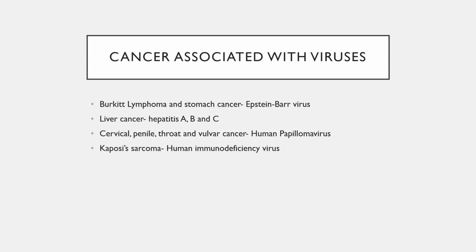HIV spread through semen, vaginal fluid, blood, and breast milk can lead to Kaposi sarcoma, although indirectly. And then human papillomavirus, or HPV, can lead to cervical cancer, throat cancer, penile cancer, and vulvar cancer. There is a vaccine for hepatitis B virus, and there's a vaccine for the human papillomavirus.